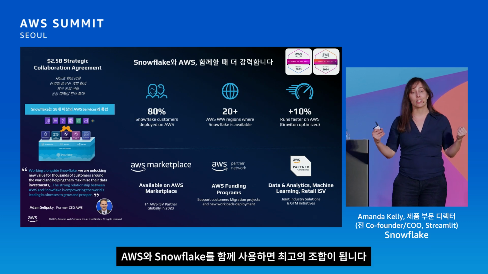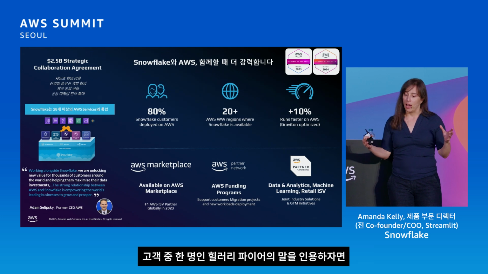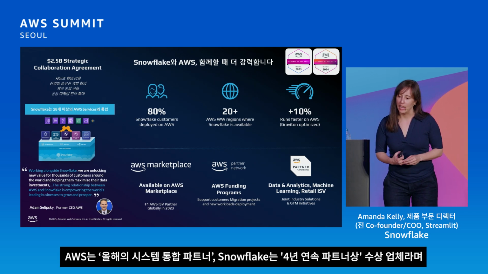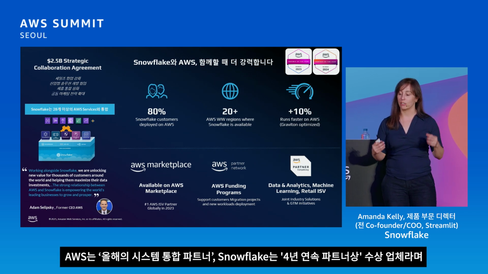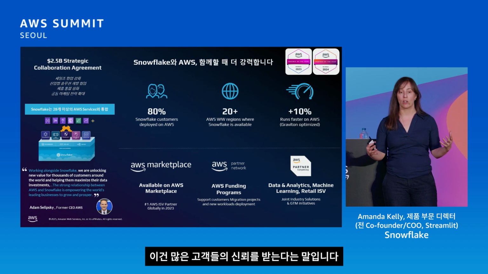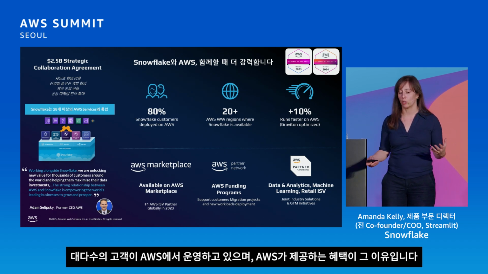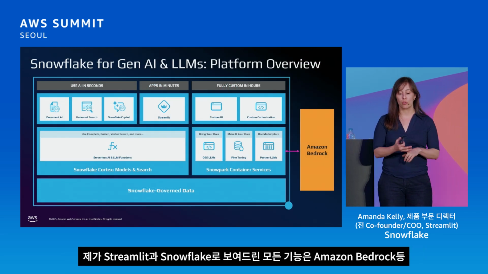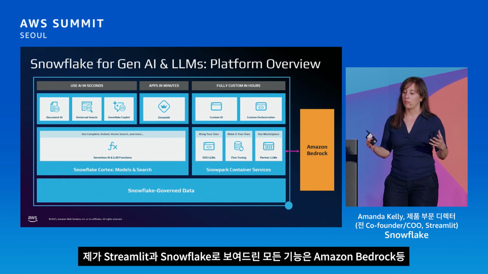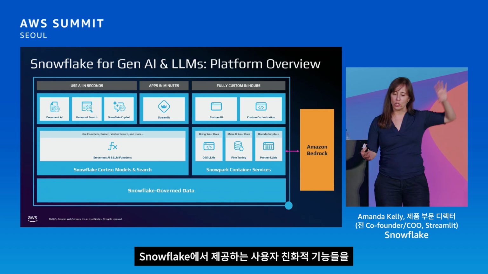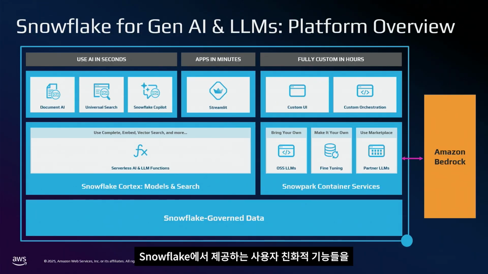When you have AWS and Snowflake together, it really is the best of breed. Just to quote one of our customers, Hillary Fair, she said that AWS, the National System Integrator Partner of the Year, and Snowflake's 4-time Partner of the Year, it is better together, right? I think it's something that you can trust from a lot of our customers. Most of our customers run on AWS because of the great benefits that AWS provides. And so everything that I just showed you too, with Streamlit, with Snowflake, right, you can also run on top of Amazon Bedrock and with all the other Amazon services as well. And so you get all of these custom, easy to use things from Snowflake, right? But it works directly with Amazon as well.